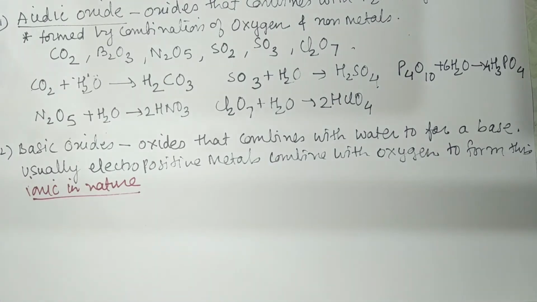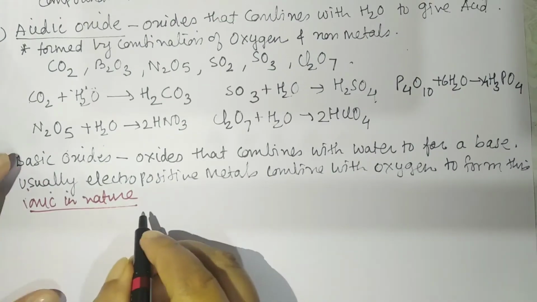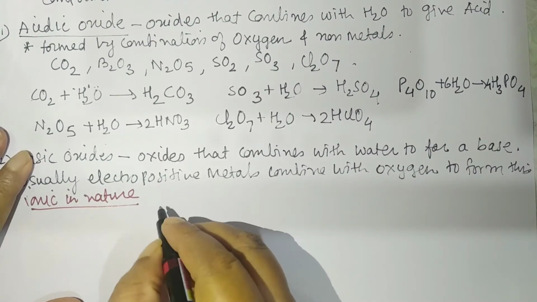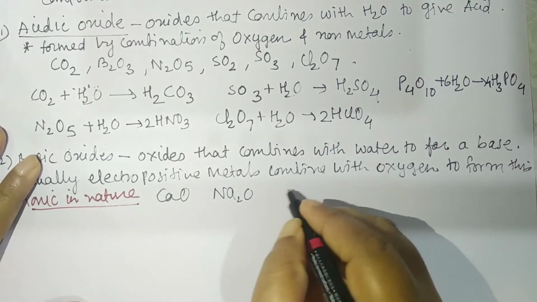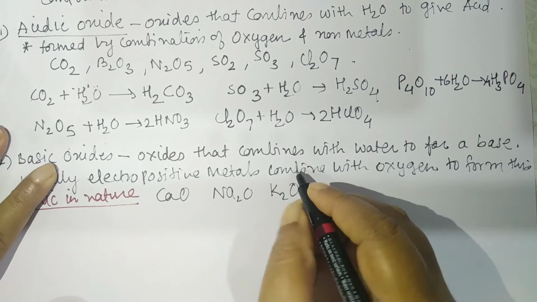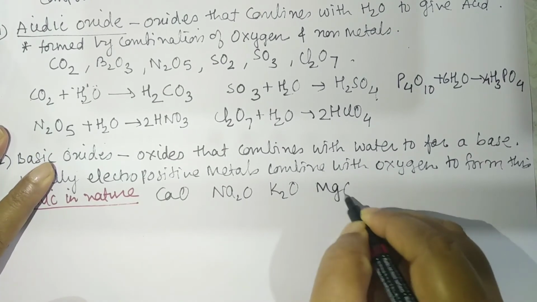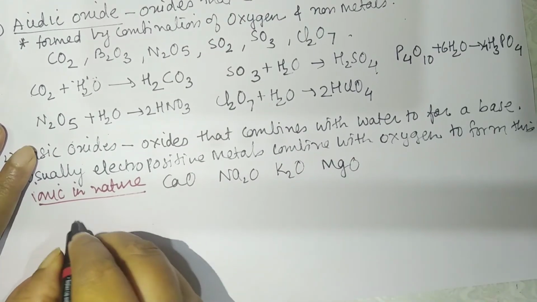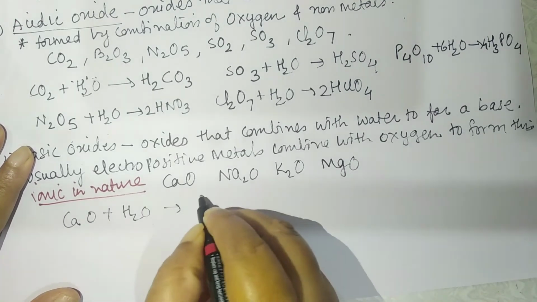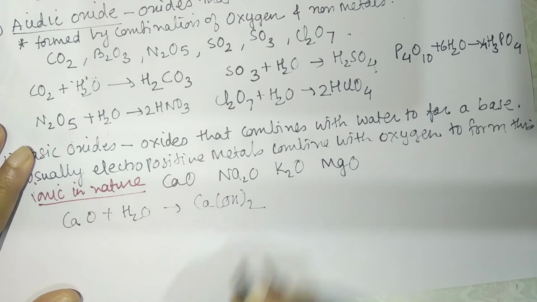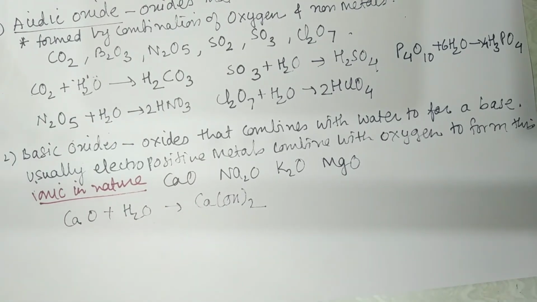So you can say that basic oxides, they are ionic in nature. Let us take some examples here. You have second group elements or first group elements. So let us start. Calcium oxide, you have sodium oxide, potassium oxide, you can have magnesium oxide. So let us try one by one. Calcium oxide, when combined with water, what you get is calcium hydroxide. So this is the example of a basic oxide.